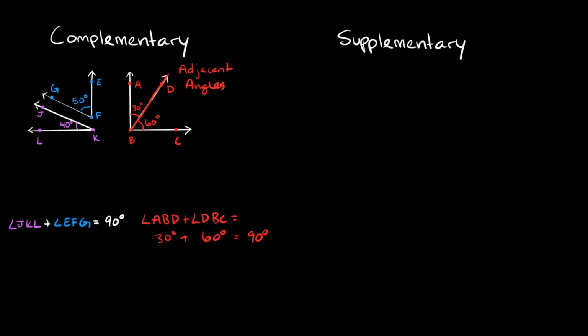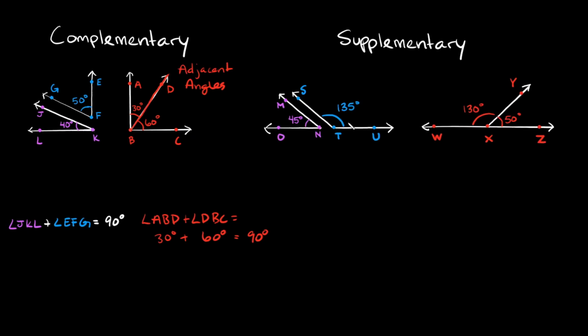Now, another special case are called supplementary angles. These are angles that add up to 180 degrees. For example, right here we have angle MNO, and it's 45 degrees, and then we have this other angle, angle STU, and it's 135 degrees. So if you add these up, angle MNO is 45 degrees, and you add that to angle STU, which is 135 degrees, then this would equal 180 degrees. When you have two angles that add up to 180 degrees, you call those supplementary angles.